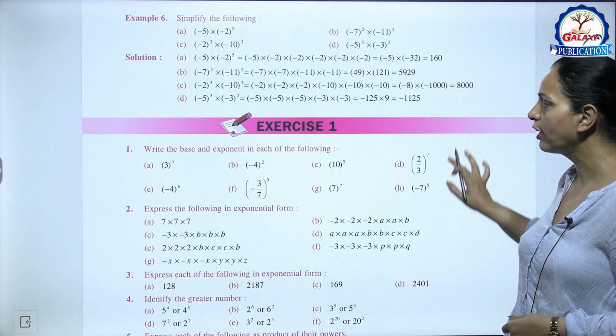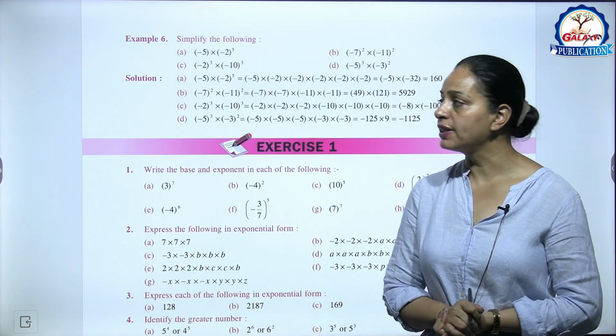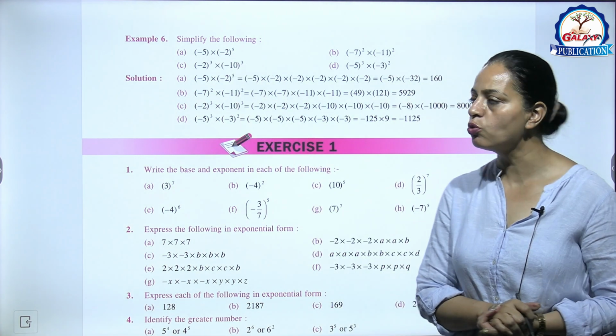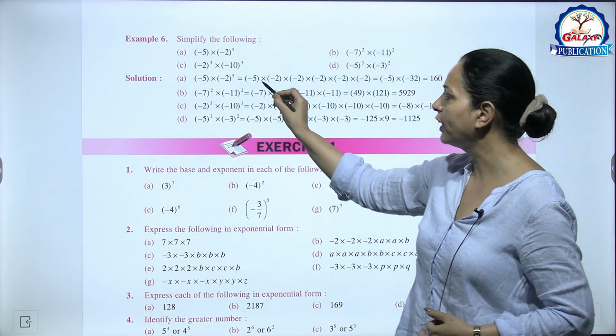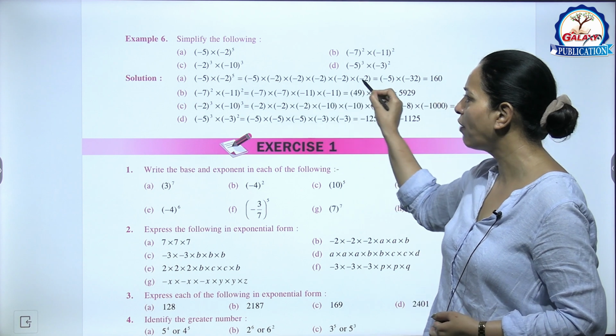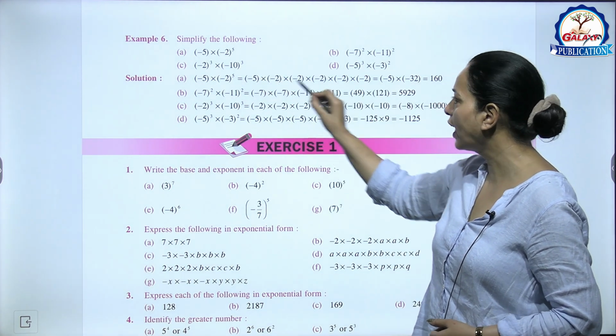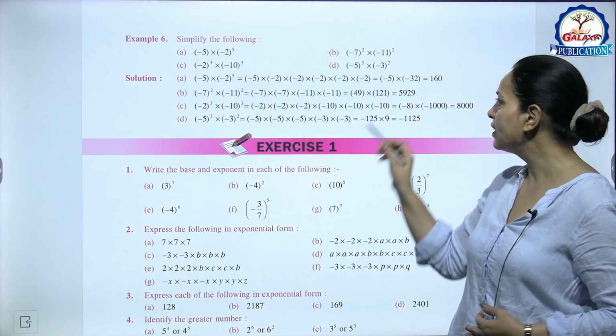I hope these are clear to you. Now example 6, simplify the following. Like A part, -5 into (-2) whole power 5. So -5 as it is and -2 we will write 5 times. Now multiply all. Minus is 6 times, so the answer is positive.